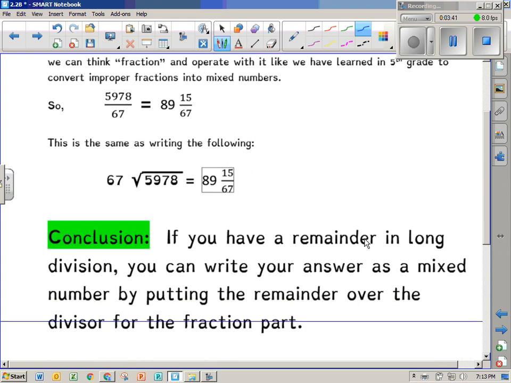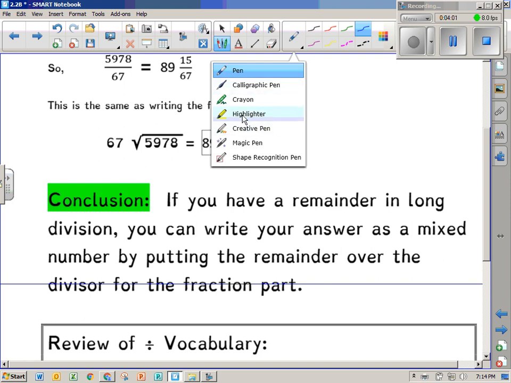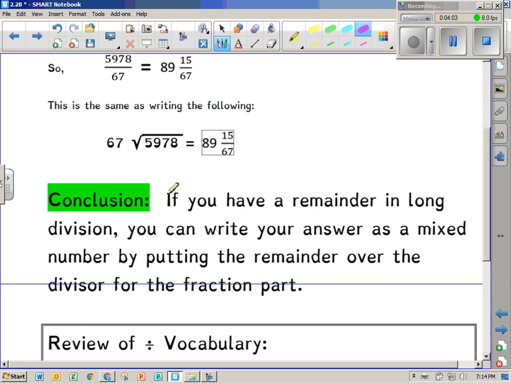So I wrote a big note here, kind of the conclusion, which is if you have a remainder in a long division problem, you can express your answer as a mixed number by putting the remainder over the divisor for the fraction part. And that's really it. So we're going to be writing an exact answer for all of our division problems. And I think I would actually, if I were you, I would highlight this part too.